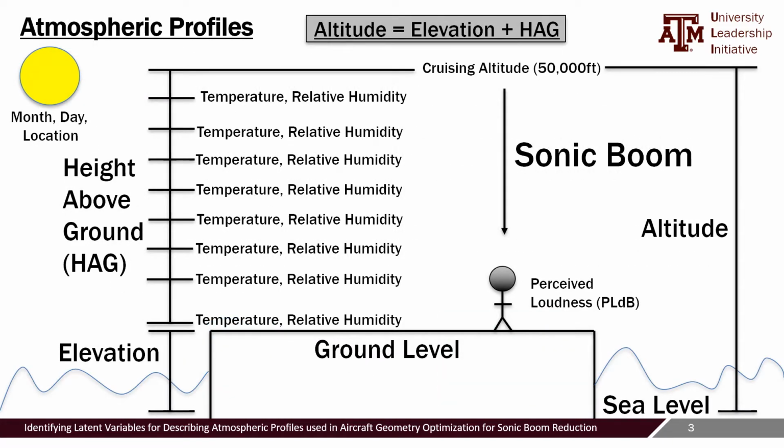An atmospheric profile consists of data points collected at varying heights across many different locations and times from weather balloons. These data points consist of important atmospheric conditions such as temperature, relative humidity, and many more at their respective height above ground intervals. These conditions affect the loudness of a sonic boom that propagates through this atmosphere before eventually reaching the ground.